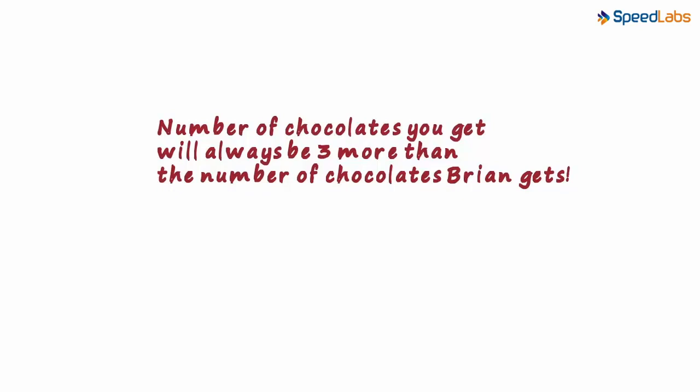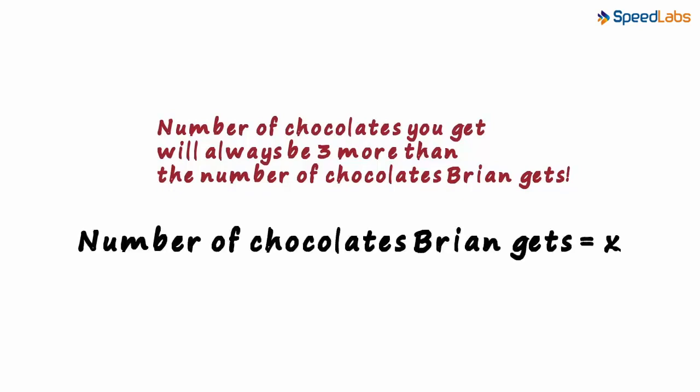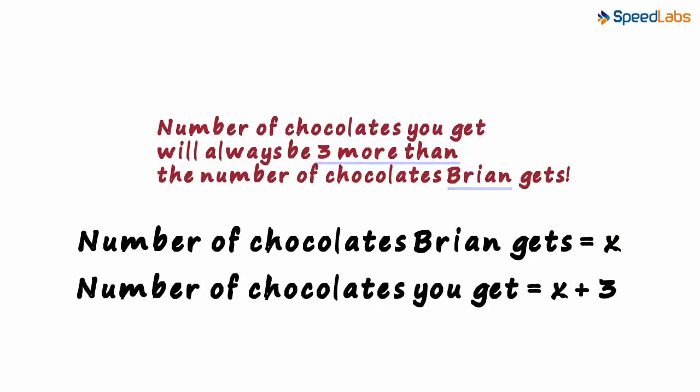And since it might vary, let us say that the number of chocolates Brian gets is our favorite variable x. This x can be any positive integer, 2, 3, 5, 10 or whatever. So what will be the number of chocolates you get? Remember, 3 more than Brian. So the number of chocolates you get will be x plus 3.